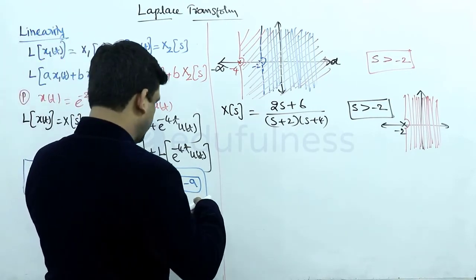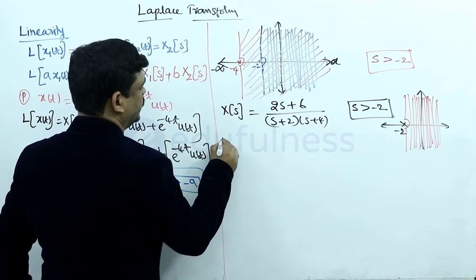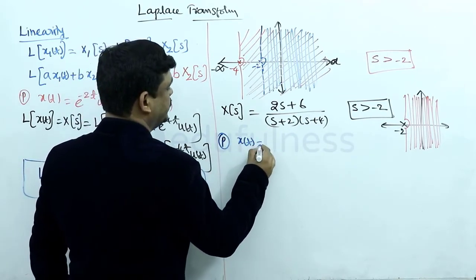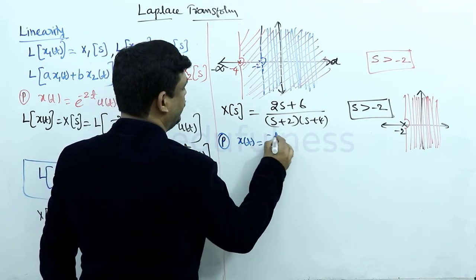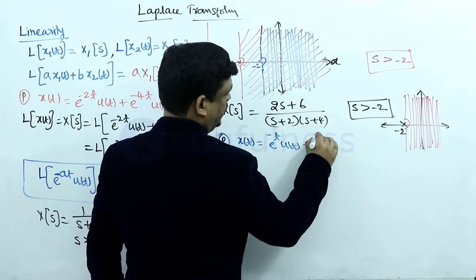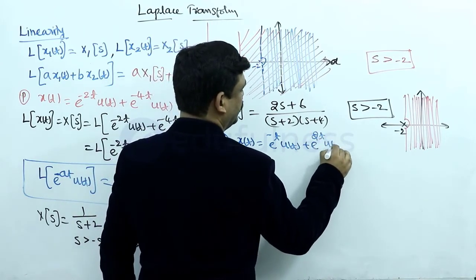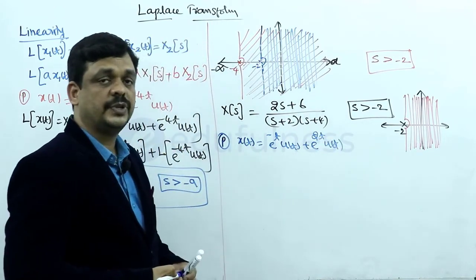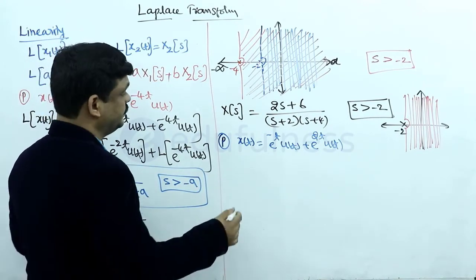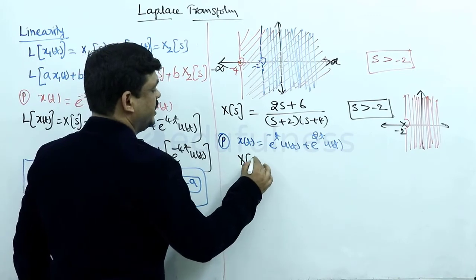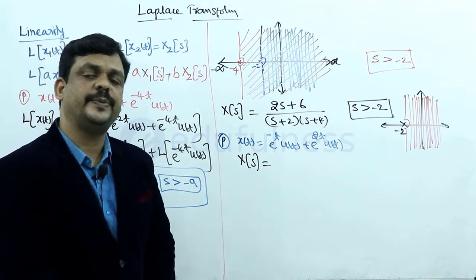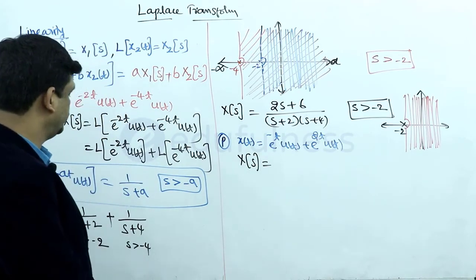And I am taking one more function now. This is another problem. x of t is e to the power of minus t into u of t plus e to the power of 2t into u of t. So again the signal is a summation of two functions. Then directly I am writing the Laplace transform of x of t, which is x of s. e to the power of minus t into u of t looks like this, right?